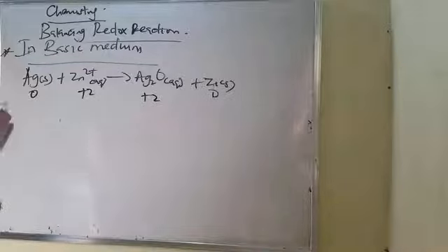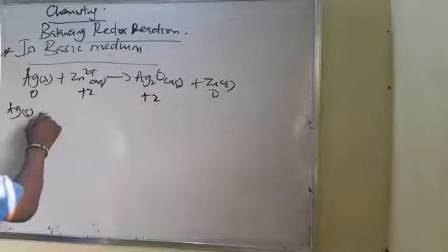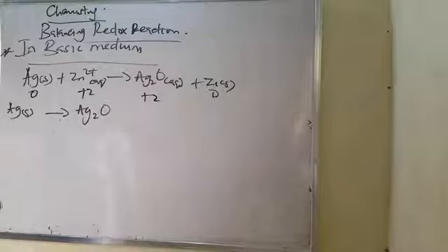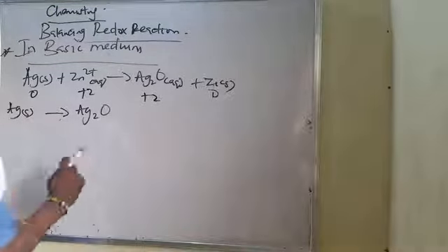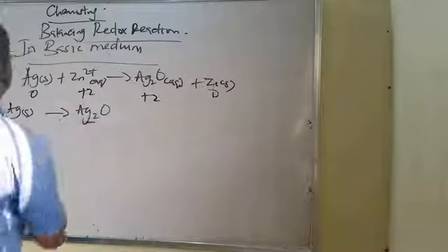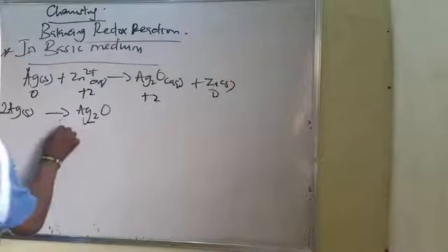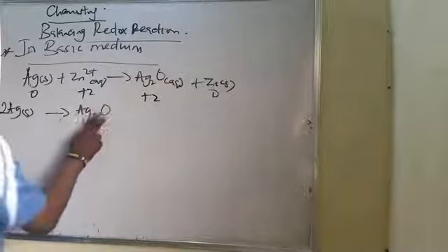oxidation half equation. So we have this to be Ag solid to Ag2O. Now remember the first step, balancing all other atoms apart from oxygen. Here I have 2 silver, here I have 1 silver. That means it will be appropriate for me to balance silver first. Then after balancing my silver, I need to balance my oxygen.